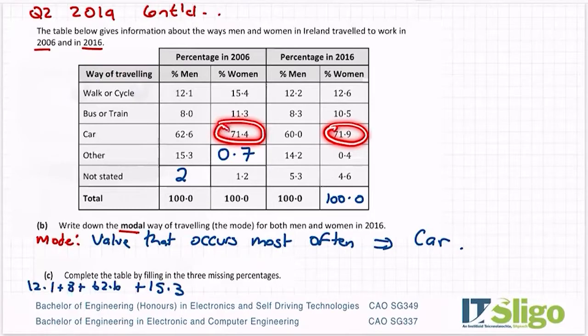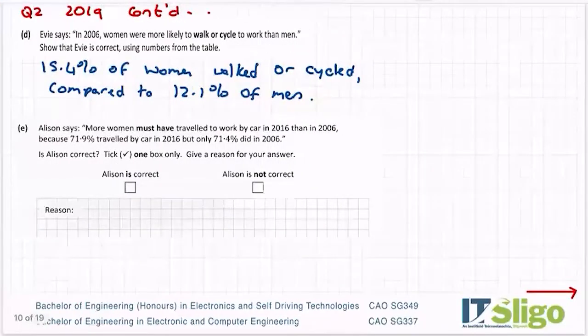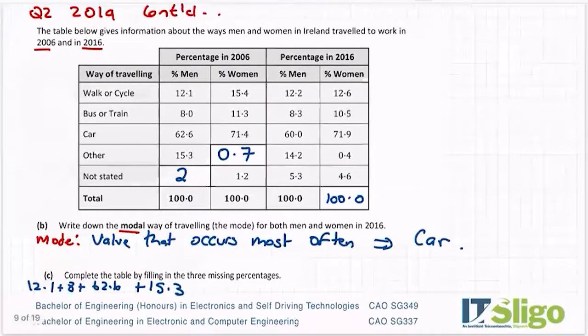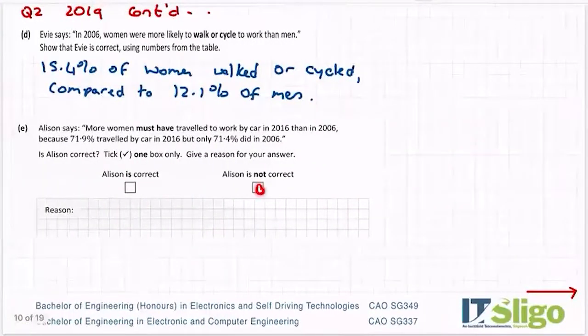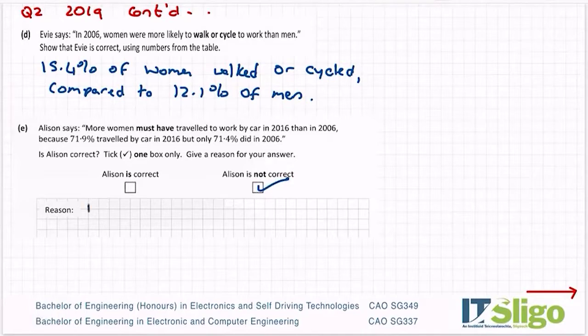When you get percentages of a number, we don't know how many people were surveyed. We don't know that that is 71.4% of what number. We don't know that that's 71.9% of what number. So therefore, we cannot say that the number of people is bigger. We know the percentage is bigger, but we don't know if the number of people is bigger. So she's not correct, and the reason is it's in percentages.